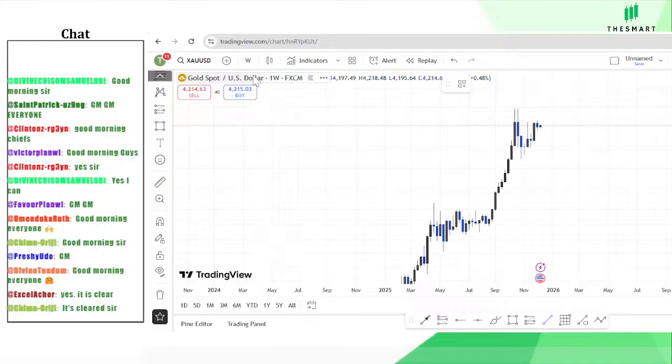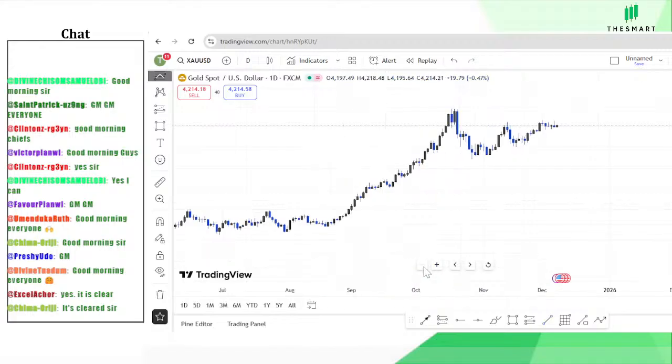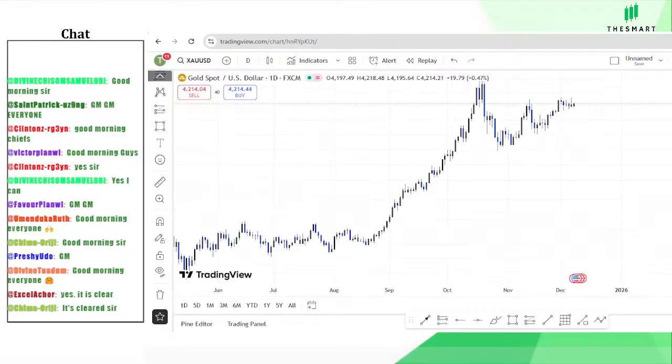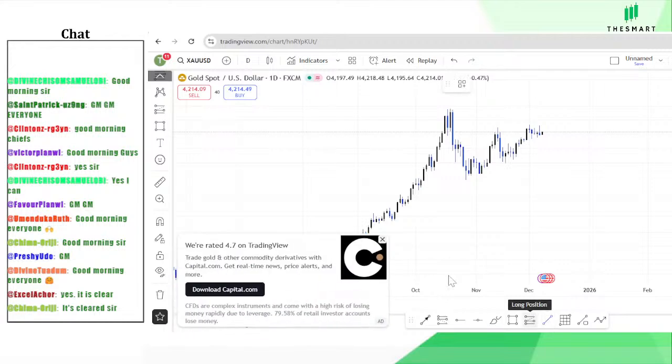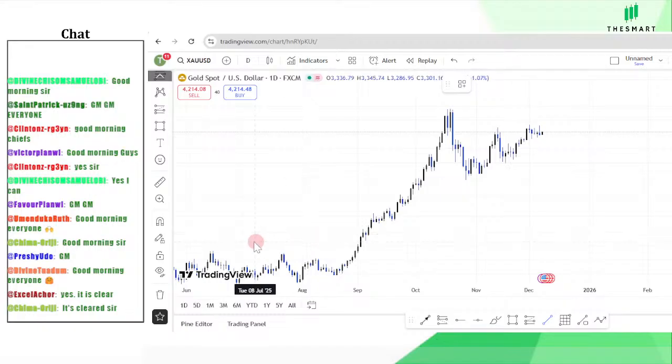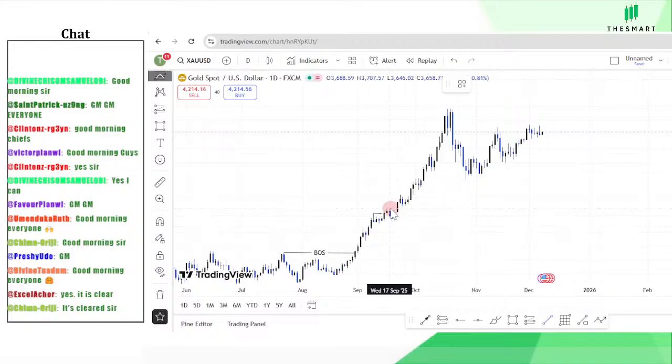So let's just go down to the daily. So from the daily level, let's get to mark the recent price action. Okay, so here we had a break to the upside. We have another break of structure here. We have another break.